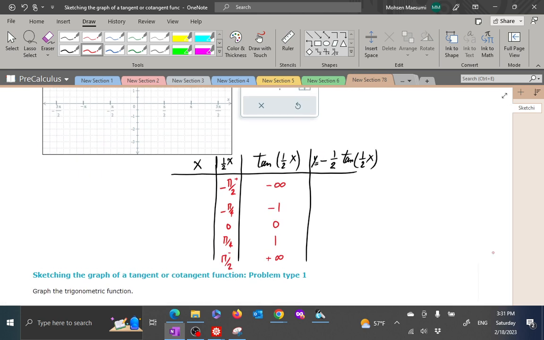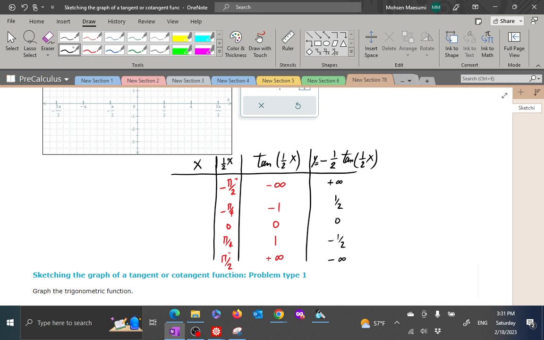Then we are multiplying by minus half. Remember, negative times negative becomes positive. That still applies to infinities as well. So this becomes plus infinity. That means it's going to flip. This one becomes a half, 0, minus a half. Minus half times plus infinity is going to be minus infinity.